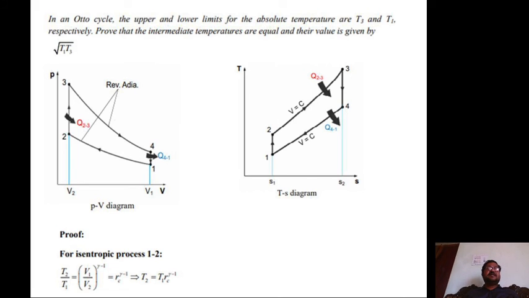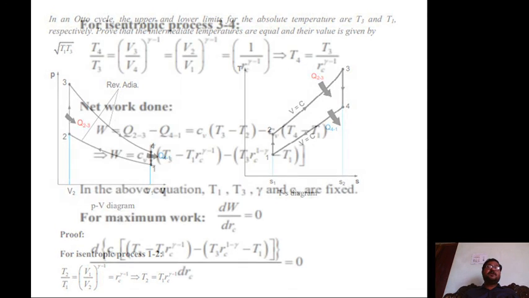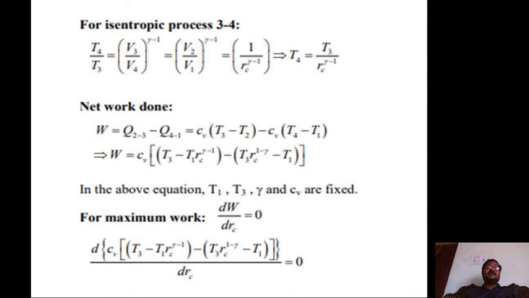That is, T2 is equal to T4 is equal to root of T1 T3, or else T1 by T3 raised to the power of half. Like that, different forms you can write it. This problem requires first the PV and TS diagrams. Afterwards, by the same method, isentropic process 1 to 2 and then 3 to 4. By the heat supply and heat rejection, you will get the net work done equation, after you derive it for the Otto cycle.